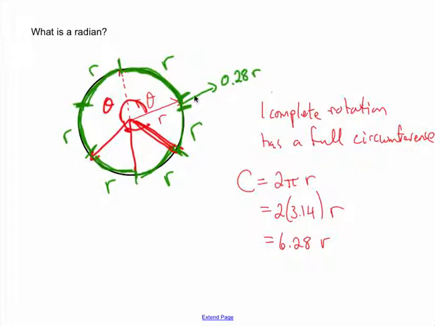Now, later on, we're going to talk about the relationship between a radian and a degree. But if you have to answer the question, what is a radian? It's the angle that you get, or the angle subtended, by sweeping out an arc length of 1 radius.